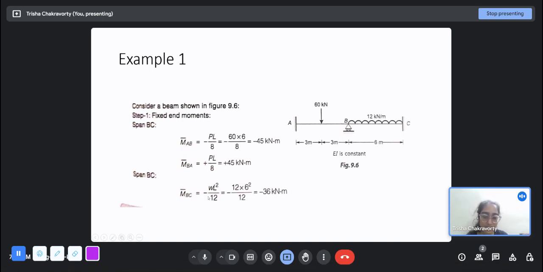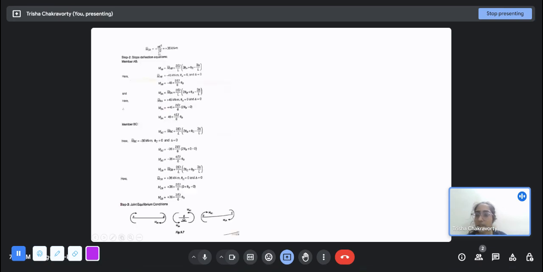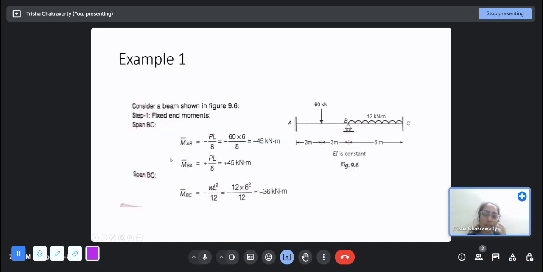In span BC, MBC is minus WL square by 8 and MCB is plus WL square by 8. Now we will write the slope deflection equations. For MAB bar, there are formulas in books to remember the fixed end moments for common fixed beams.